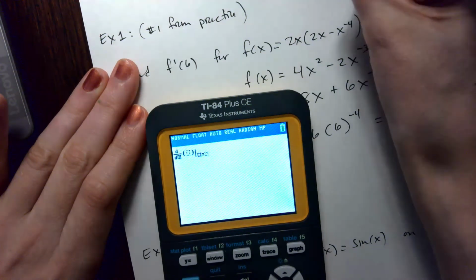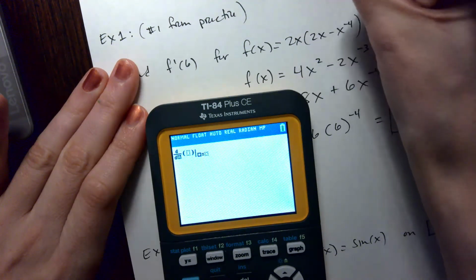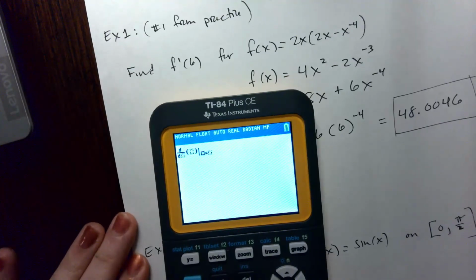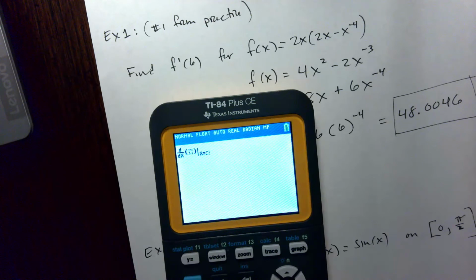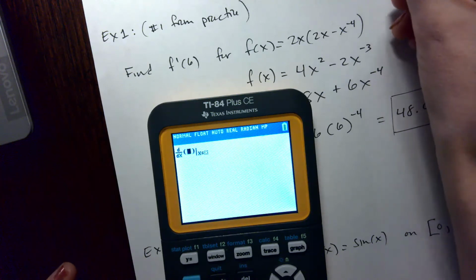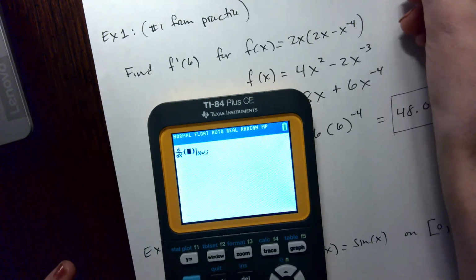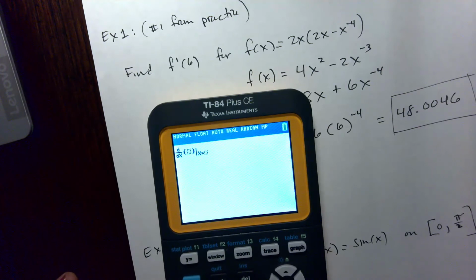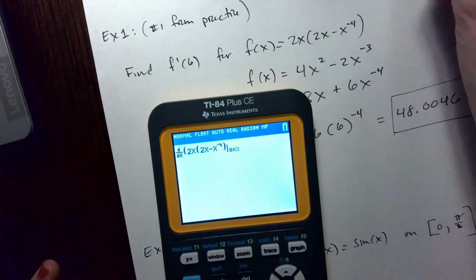It's going to be d, and then you always want to put a dx in. Where that's blinking now, I'm going to put dx. That's just telling the calculator what your input variable is. And then in here, you plug in the original function. So 2x times the quantity 2x minus x to the negative 4th. So I'm plugging my original function in here, and then it does a line.